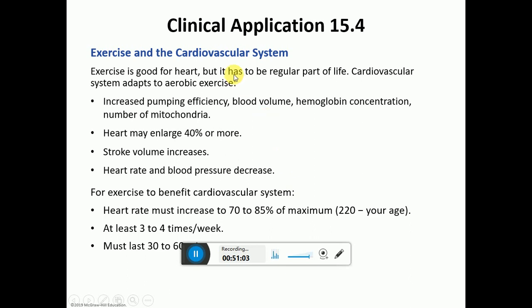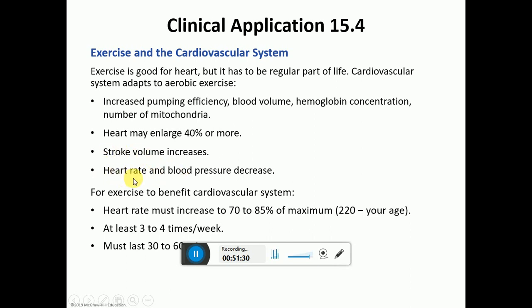So what are the advantages of exercising, and how does it affect the cardiovascular system? It increases your pumping efficiency, it increases hemoglobin concentration, and the number of mitochondria in general in the different cells of the body. It helps enlarge the heart about 40% or more in a good way, not in a bad way. It increases your stroke volume, and more importantly, it decreases your heart rate and blood pressure.